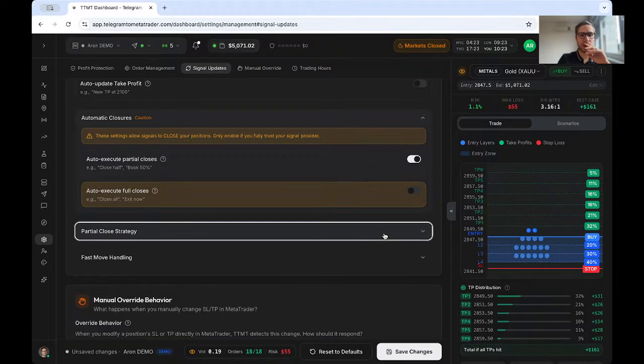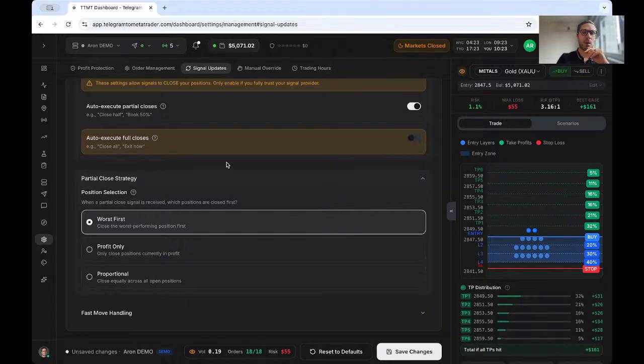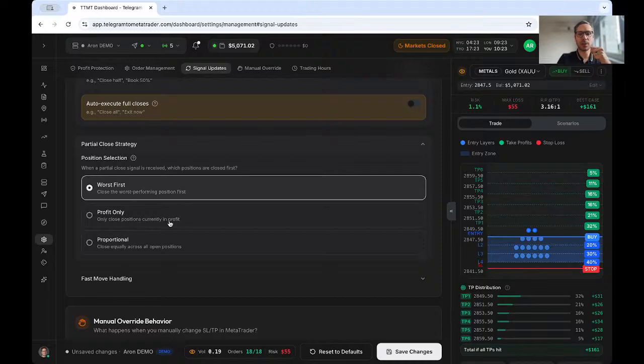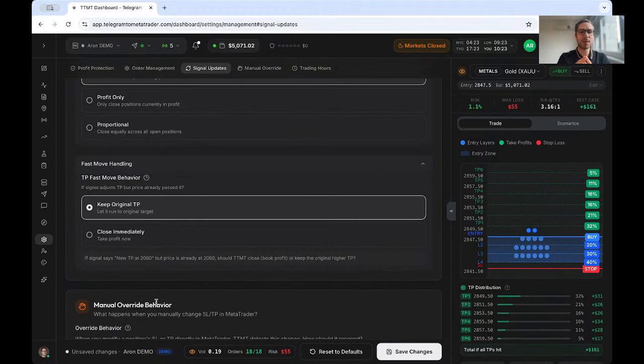You can also choose a partial take profit strategy, which means when the signal tells you to sell 50% of the trade, what should it mean for TTMT? Close the worst performing positions first, only close positions that are currently in profit, or proportional, which means you also want to close from the profitable positions and from the losing positions as well. There is fast move handling. Sometimes we are still in the process of placing the trade, placing the positions.